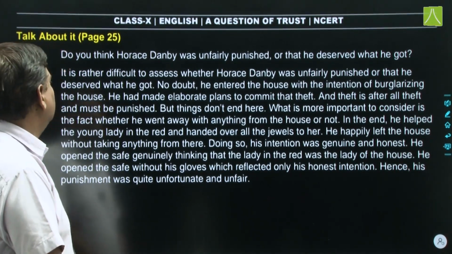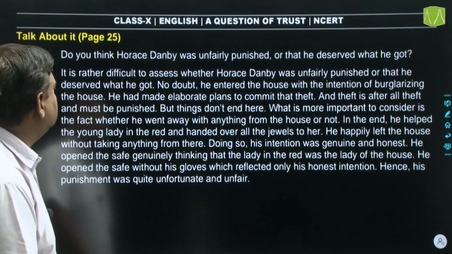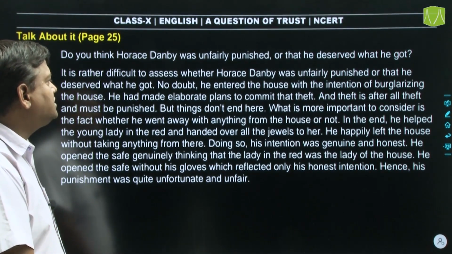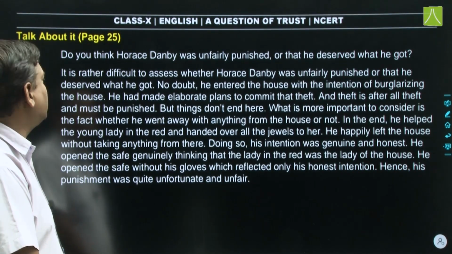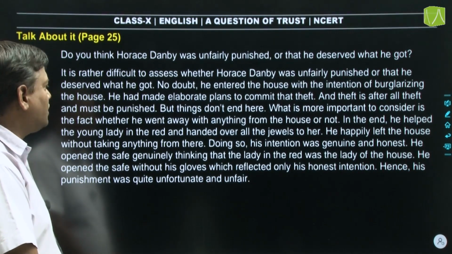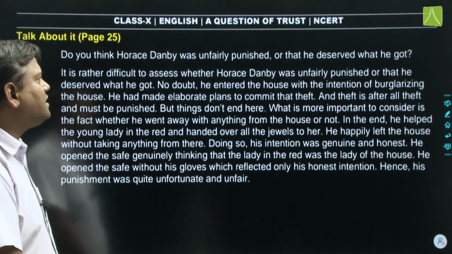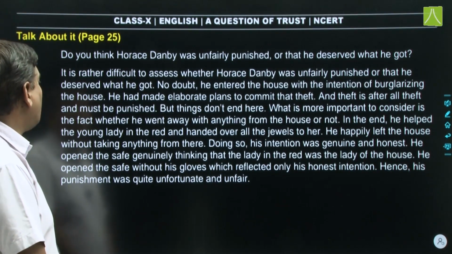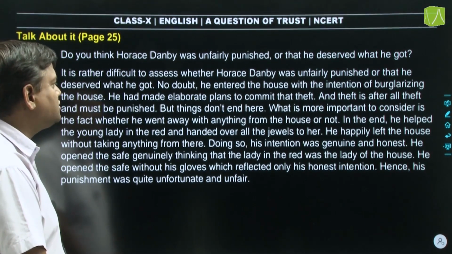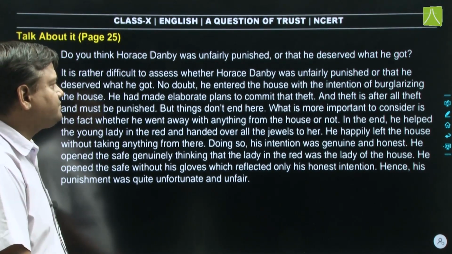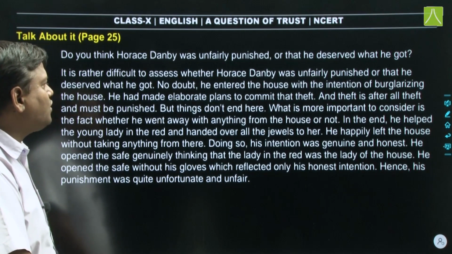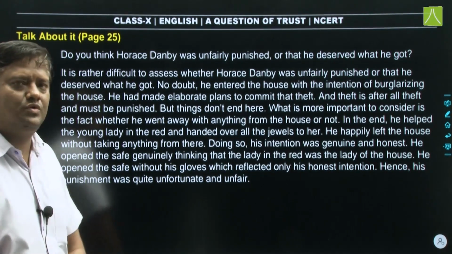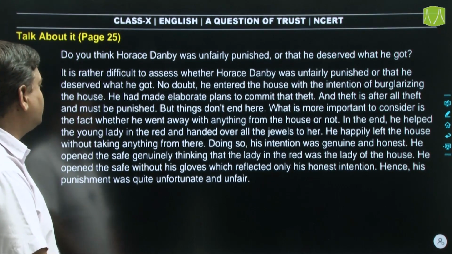So the answer is, it is rather difficult to assess whether Horace Denby was unfairly punished or that he deserved what he got. No doubt he entered the house with the intention of burglarizing the house. He had made elaborate plans to commit that theft, and theft is after all theft and must be punished. चोरी आखिर चोरी होती है और उसका रिजल्ट भुगतना पड़ता है.